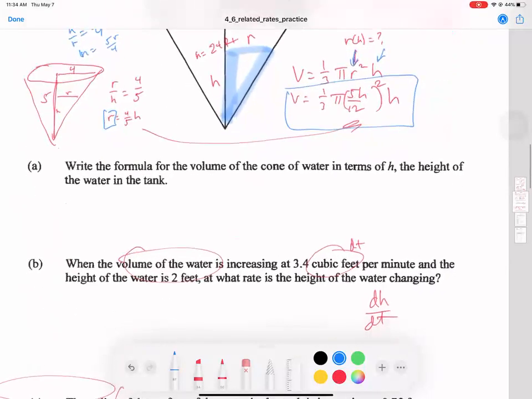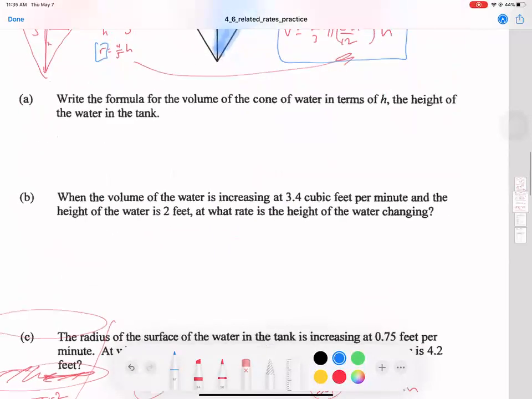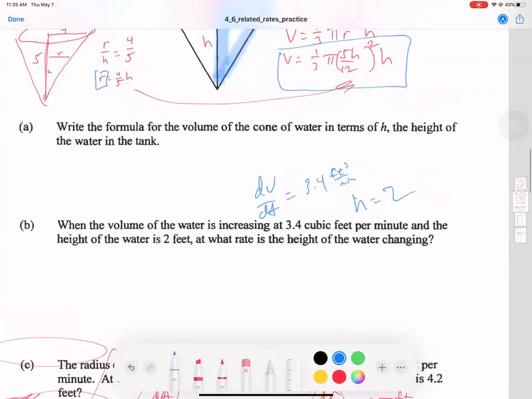Now, let's go read the problem. The volume of water is increasing. Volume increasing. Keywords. That is a rate. So automatically I'm going to write, since that's a rate, dV over dt is equal to, increasing, that's positive. Make sure you see that's positive. 3.4 cubic feet, which is feet cubed, over a minute. And the height of the water is 2. H is equal to 2. For us to find volume here, we need the H value. They gave us that value.